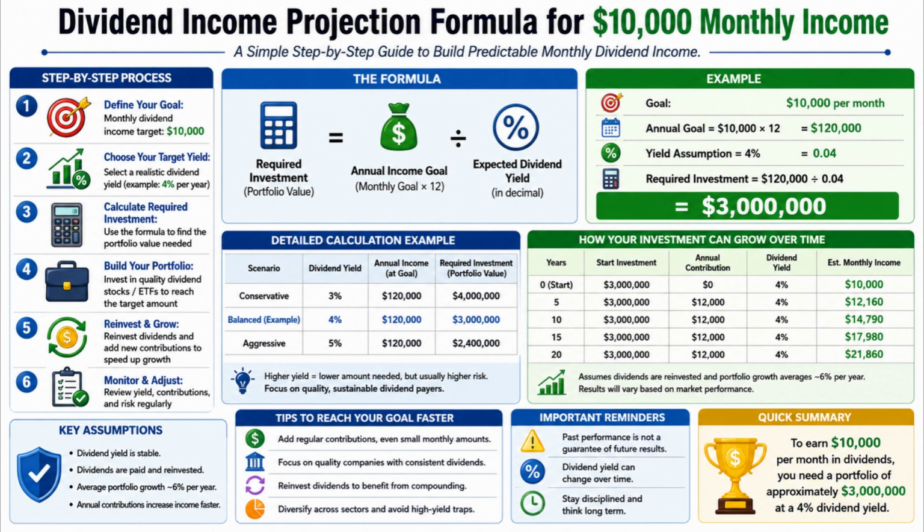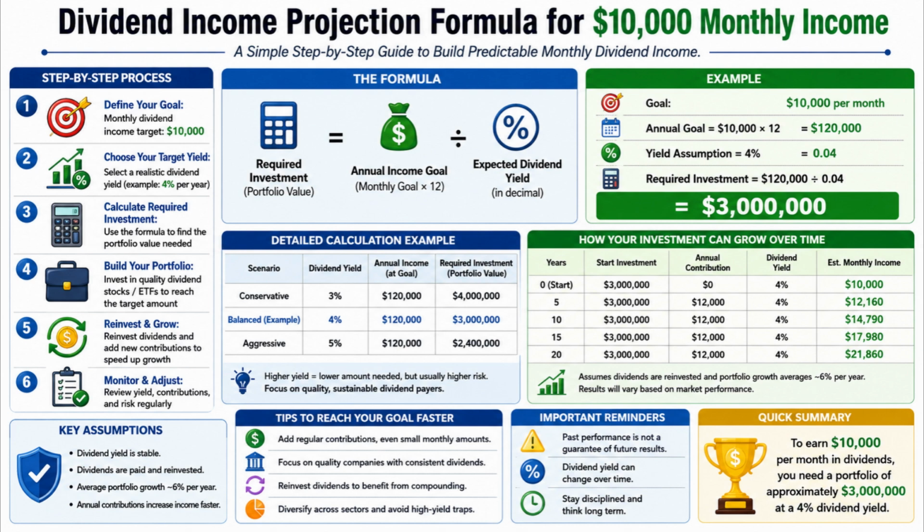In this video, we will discuss the Dividend Income Projection Formula for $10,000 monthly income. To begin, the goal is to understand how much investment may be required to generate $10,000 every month from dividend income. The first step is to convert the monthly income target into an annual income goal. Since there are 12 months in a year, $10,000 per month multiplied by 12 equals $120,000 per year.